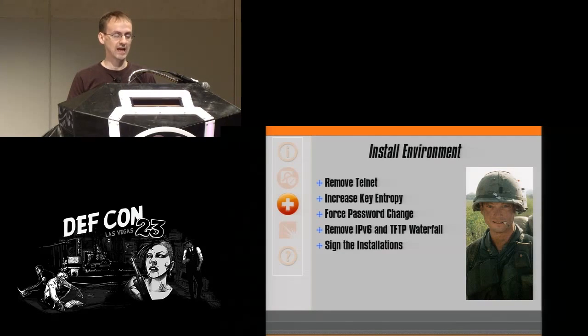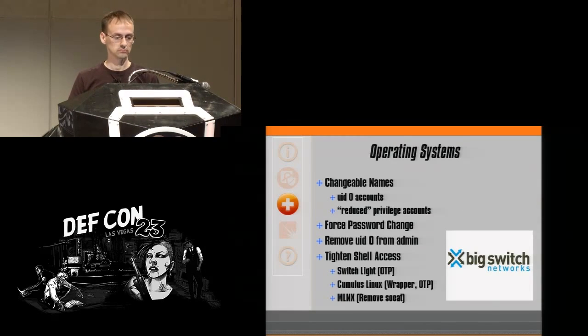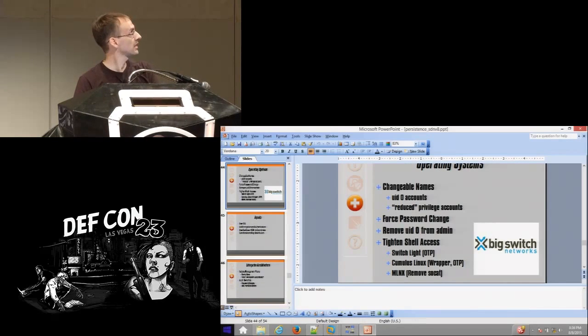Remove IPv6 and TFTP waterfall. Nothing wrong with having DHCP provide the installation URL. We can protect the DHCP server. We can make sure it's the only one running on the network. They have ways of doing this. No reason why we can't use a DHCP server. And of course, a good one would be sign installations. The best one would be, but there's always problems with keys, and signing and that sort of thing. I understand there's problems there, but ultimately that would be the best solution. Operating systems. Before we hit that, let's check out little brother.